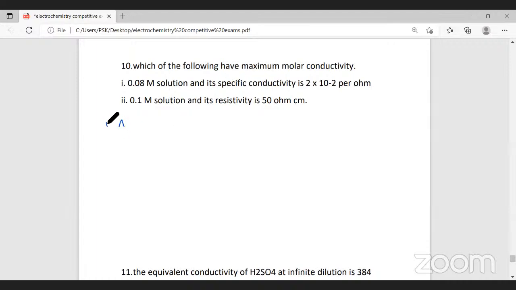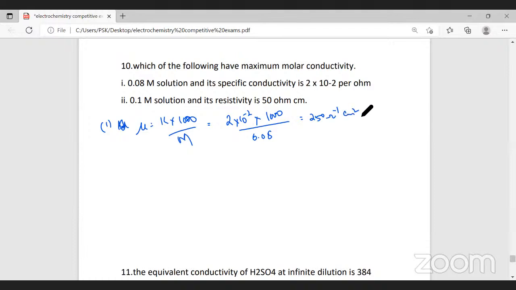Maximum molar conductivity. In the first case, molar conductivity is mu, right? Mu is equal to specific conductance into 1000 divided by molarity. So specific conductance is 2 into 10 to the power minus 2, times 1000 divided by molarity, which is 0.08. If you simplify this, you will get 250 ohm inverse centimeter square per mole. The first case.